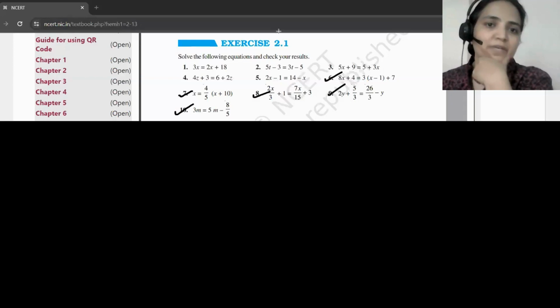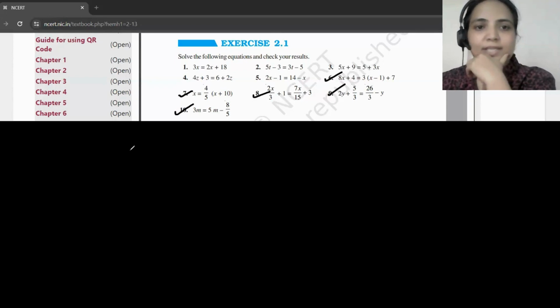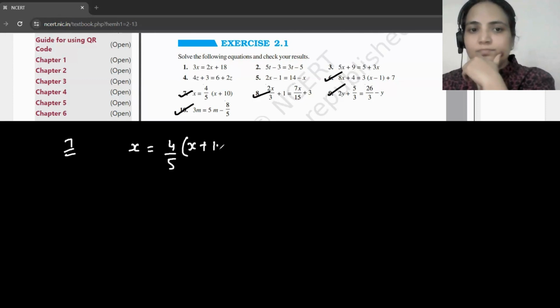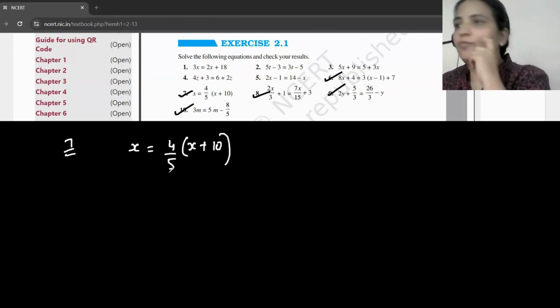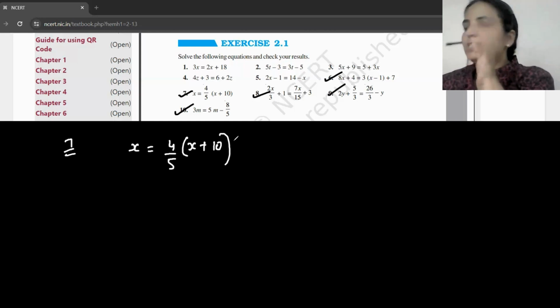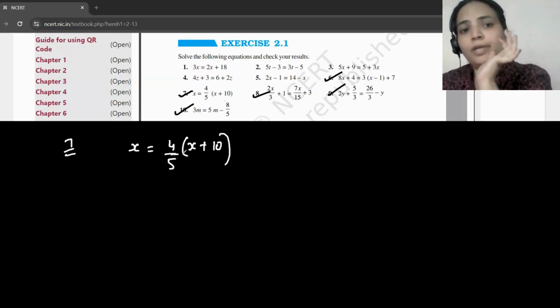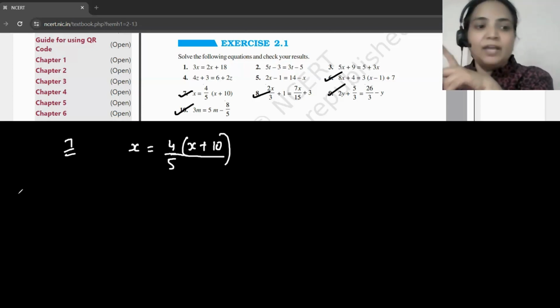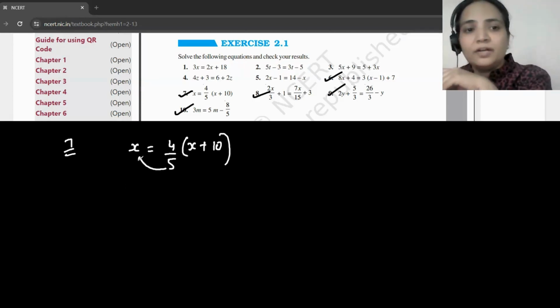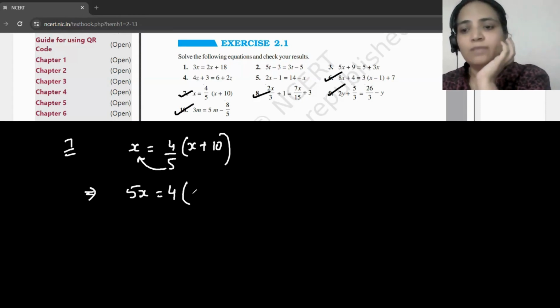Okay. So next we are doing part 7. In part 7, it is x equals 4/5 of x plus 10. Right? This is how you read it, no? 4/5 of x plus 10. Now how to solve this? So to solve this, 5 is a denominator to complete thing. When 5 is the denominator to complete thing, you can transpose it to the other side and multiply. So this implies 5x equals to 4 times x plus 10. Right?